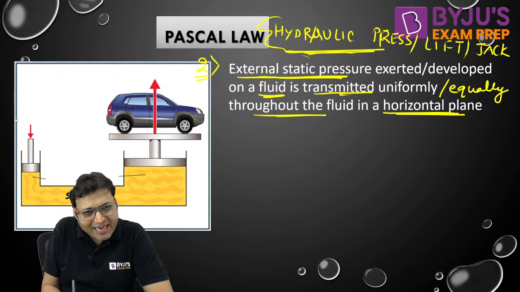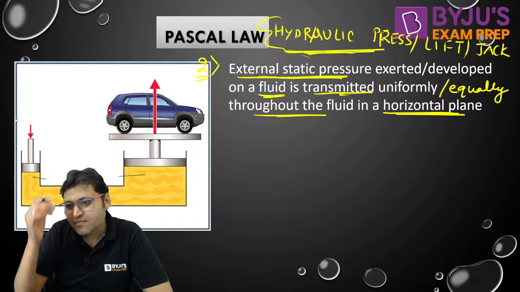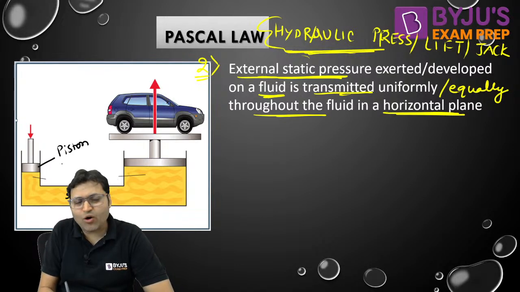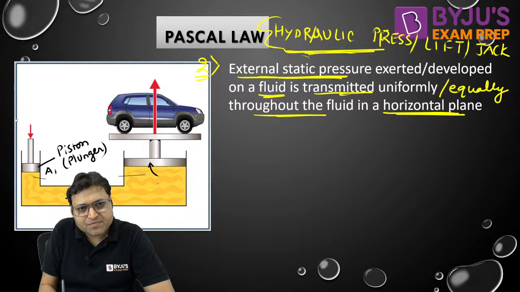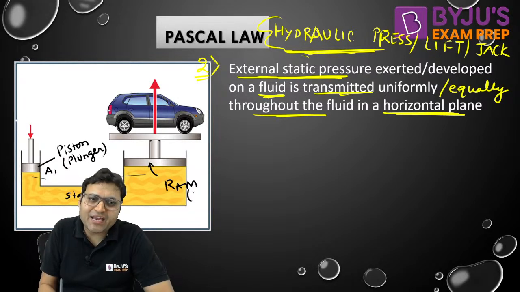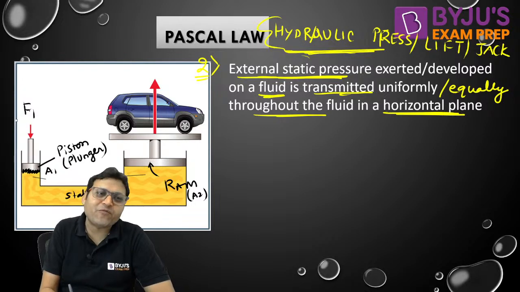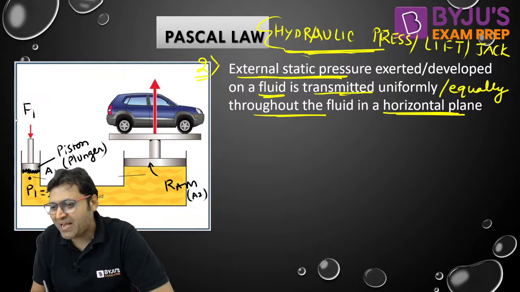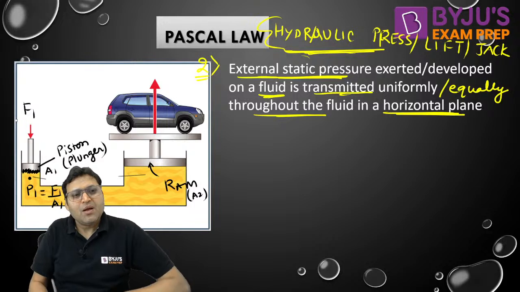If you take a static fluid in a container and there is a piston here, piston or plunger, we can call it a plunger also, of area A1, and there is a ram. This is the ram of area, let us say, A2. A2 is the area of the ram. Now if you exert a force F1 normal to the area A1, then that will develop a pressure P1 here. At this point, pressure P1 will be developed, which is equal to F1 by A1. Yes or no? The pressure developed is F1 by A1.